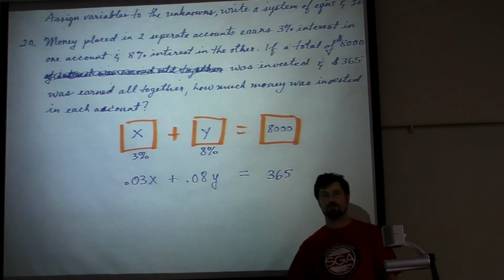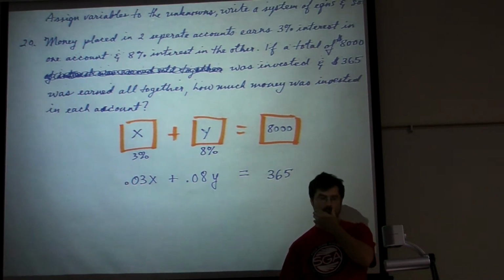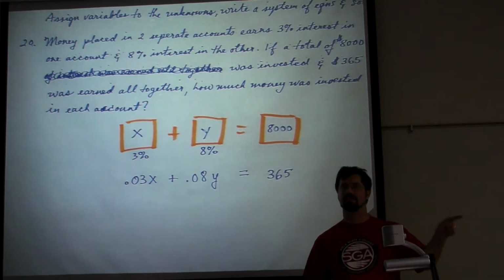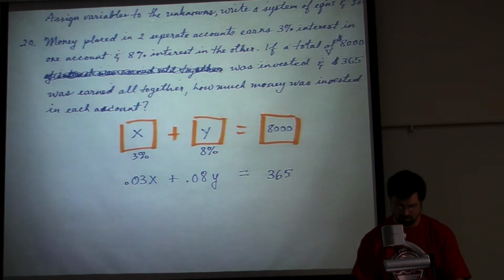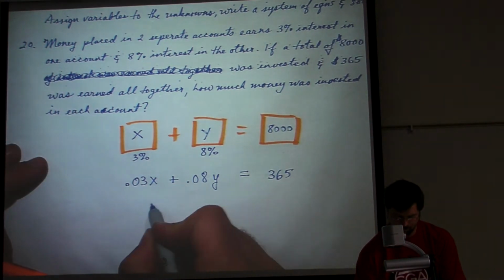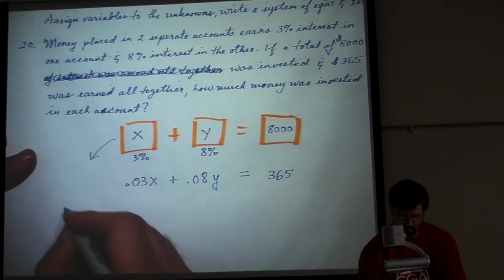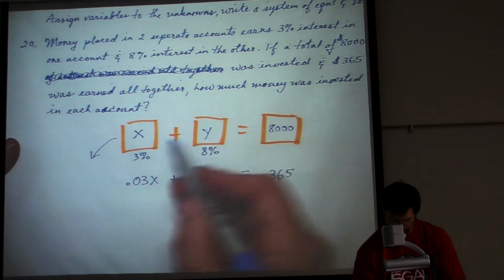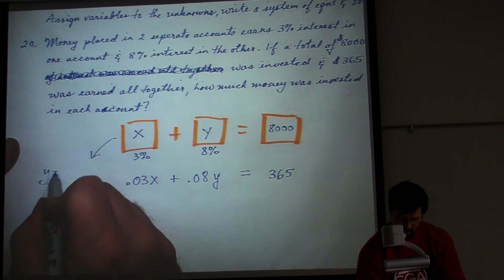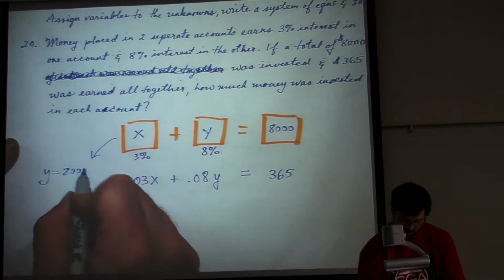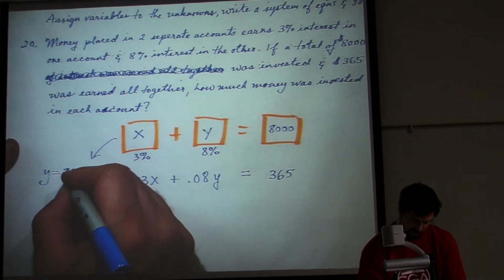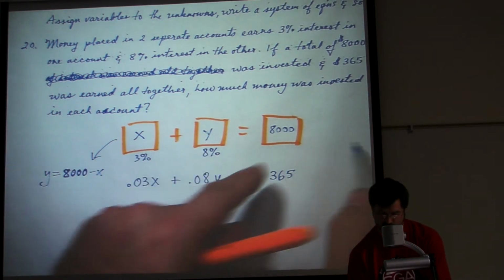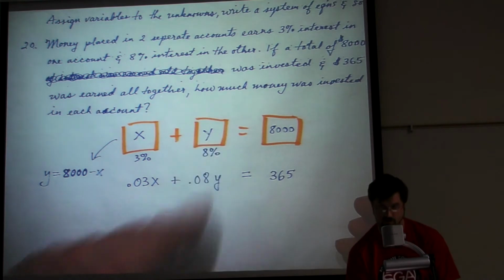I'd like to do substitution, but I did that on the last video. So maybe on this one, I will do elimination. I did elimination on the last one, so I'll do substitution on this one. So what I'm going to do with this video is I'm going to get Y by itself. So I'm going to take X, move it to the other side, and I'm going to say that Y is $8,000 minus X. And that makes sense because if I knew what X was, I would subtract it from 8,000 to figure out what Y is.